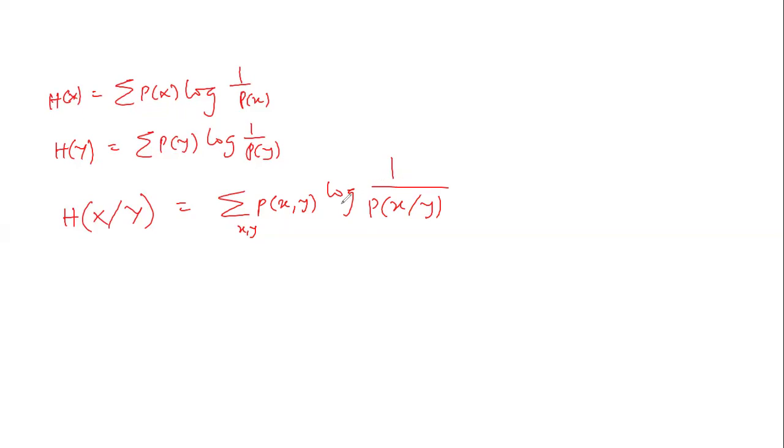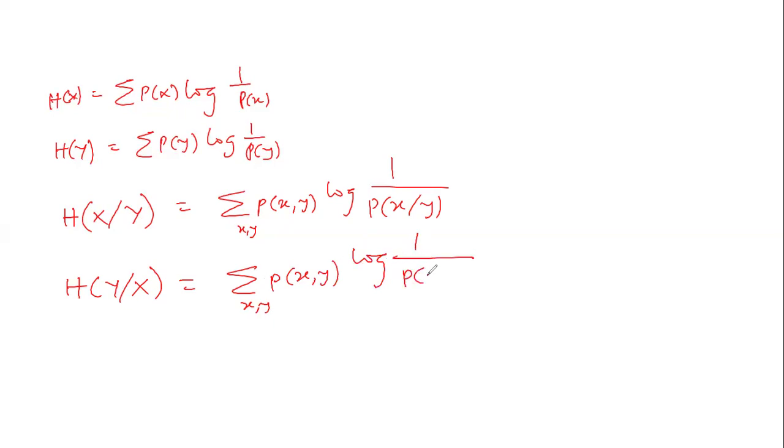Okay? And also, the conditional entropy of Y, that is, of the output given that X was transmitted, is given as sigma over X and Y of P of X, Y, log 1 over the probability of receiving Y given that X was transmitted. Okay?